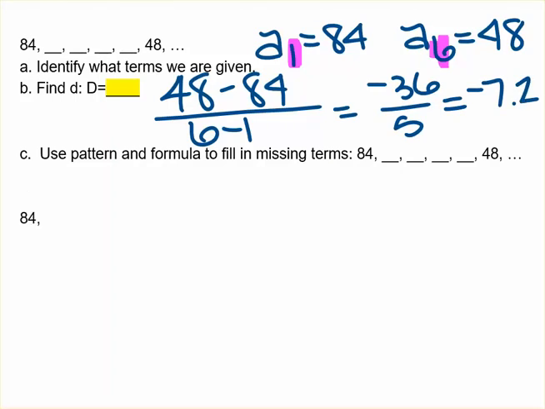So subtracting 7.2, our pattern is 84, 76.8. Subtract again, gets us 69.6, 62.4, 55.2, and finally 48.